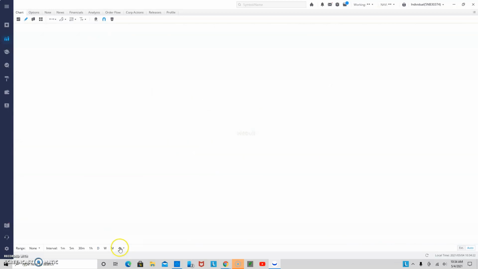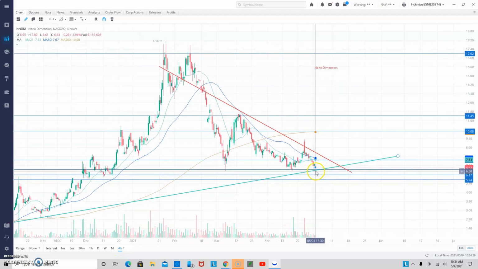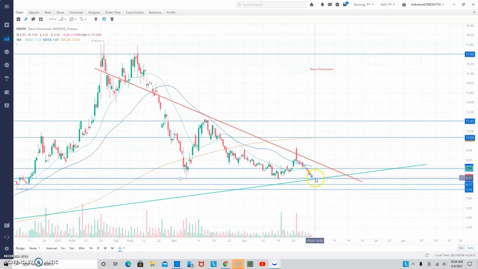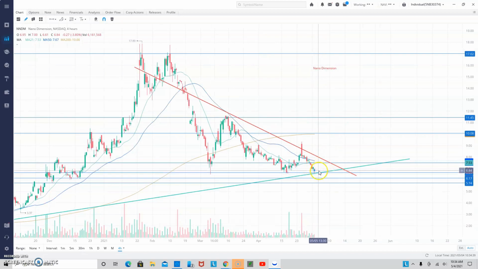So I'm going to switch back over to the 4-hour chart. As you can see, it did bounce nicely off of our trend line here on the 4-hour. So it looks like it might hold up today. We're not sure. We'll see if the sell-off continues today. If it does, we might be dropping below our trend line here, but we'll see how the day plays out.